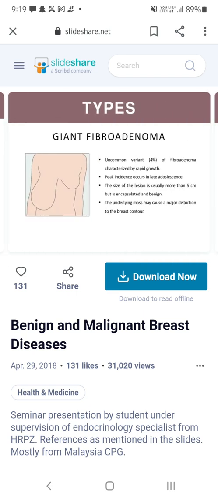And giant fibroadenoma is an uncommon variant; only about 4% of women will get it. It is an uncommon type characterized by rapid growth. Peak incidence occurs in late adolescence. The size of the lesion is usually more than 5 centimeters, but it is encapsulated and benign. So they have a capsule, that's why they cannot spread outside. It is a hard wall, so inside the tumor it will not come out. And benign, the underlying mass may cause a major distortion to the breast contour.